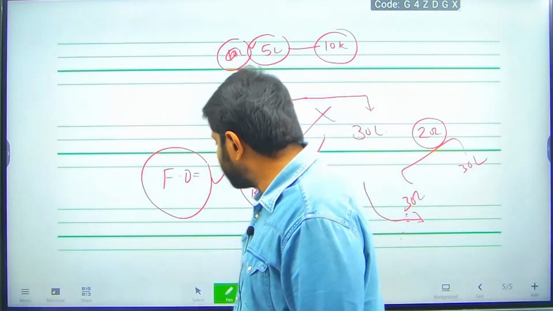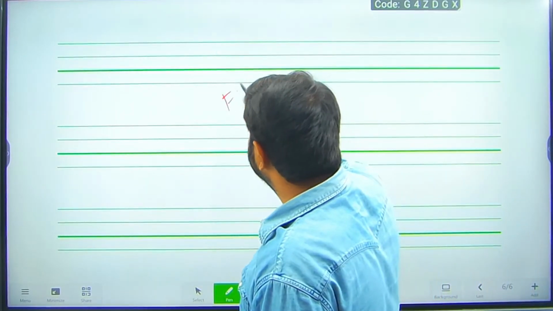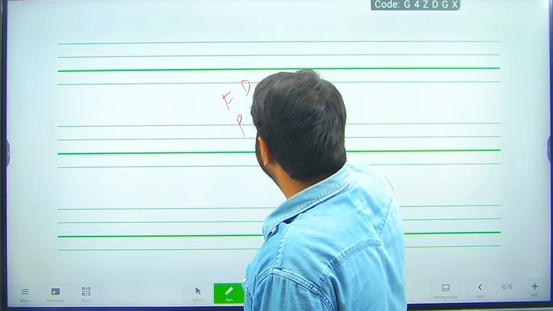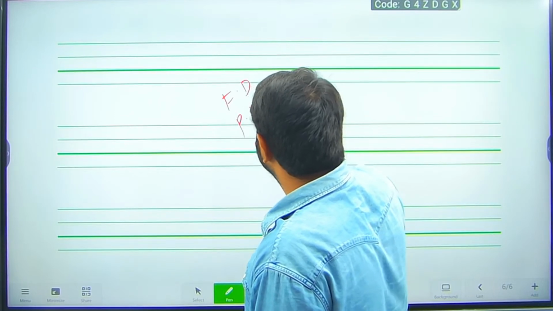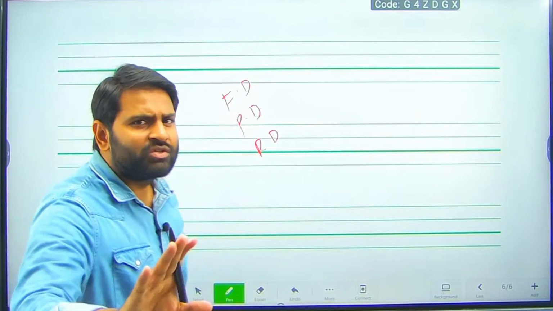So now the basic question is, are the deficits good or bad? Is fiscal deficit good or bad? Is primary deficit good or bad? Is revenue deficit good or bad? Deficits are good to an extent. Why are these good to an extent? Like inflation. Inflation is good to an extent. The same way deficit.